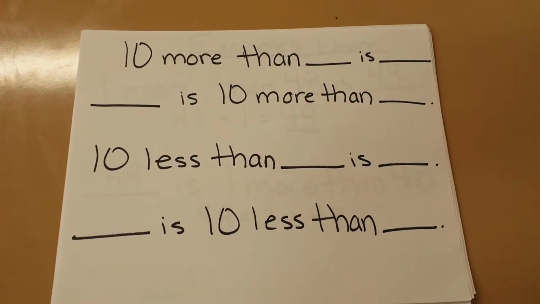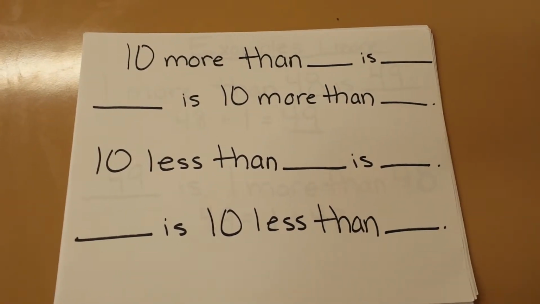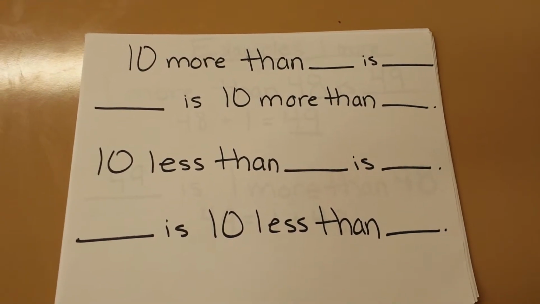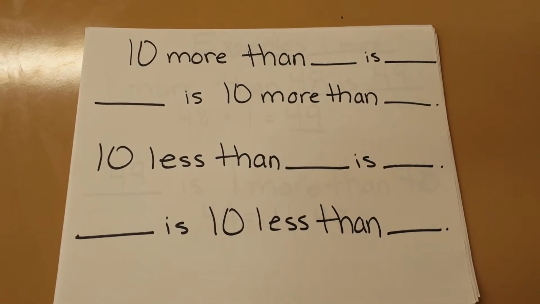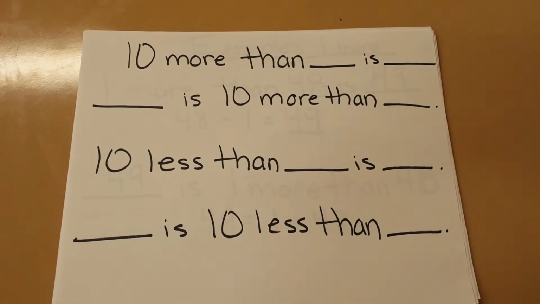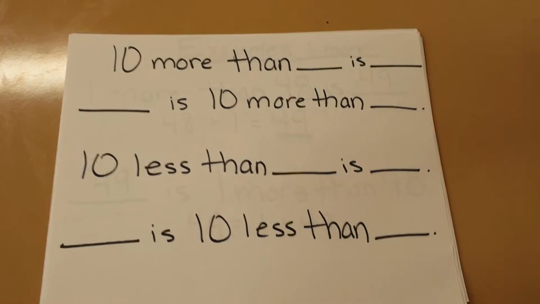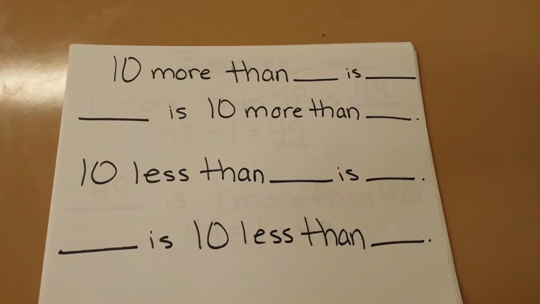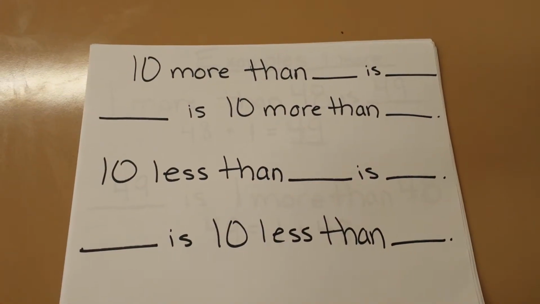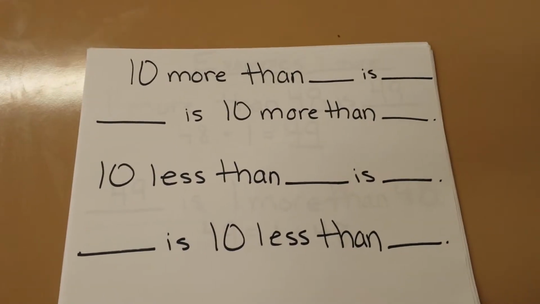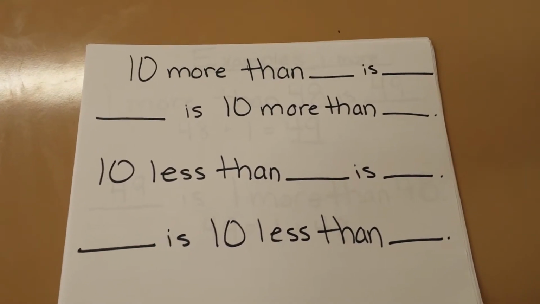The sentence frames for 10 would be 10 more than blank is blank. Blank is 10 more than blank. 10 less than blank is blank. And blank is 10 less than blank. Students would be filling these in with numbers. One of these blanks would be provided, and then they would have to figure out the other number.